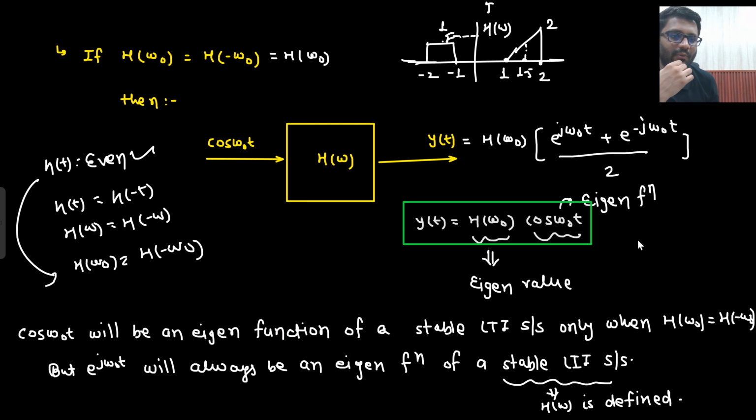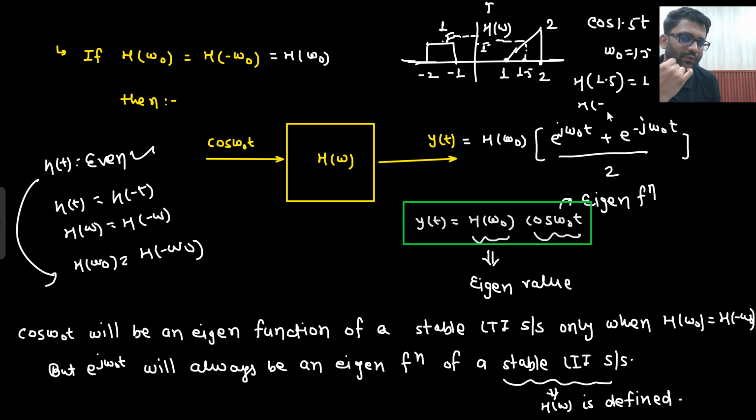Is this even? No. But I am saying that my applied input is cos 1.5t. That means what is the value of omega naught? 1.5. Now from this graph, what is H of 1.5? So here the slope is 1, so this point will be also 1 only. Here the slope is 2. If you are going from 1 to 2, that means you are increasing by 2. So if you go from 1 to 1.5, that means you will increase by 1. So H of 1.5 is 1. H of minus 1.5 is also 1 only.